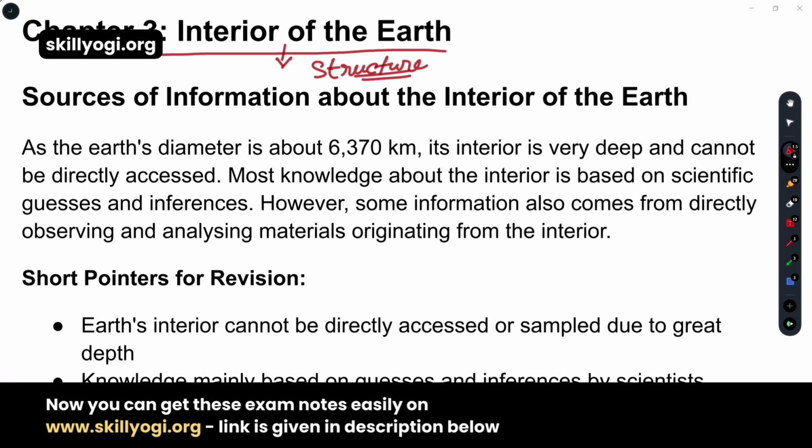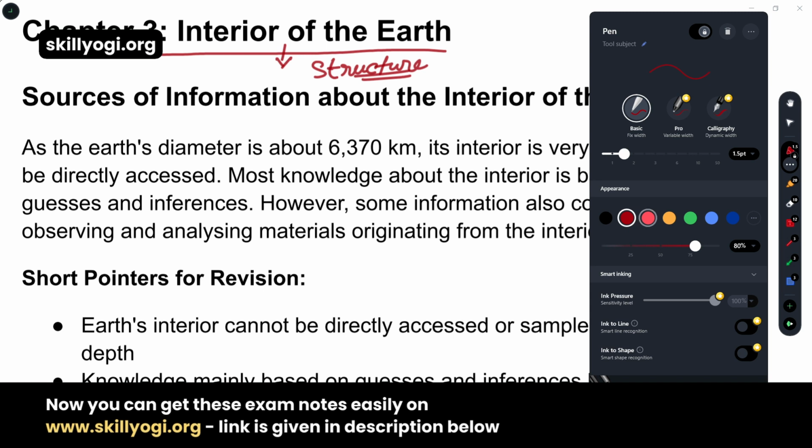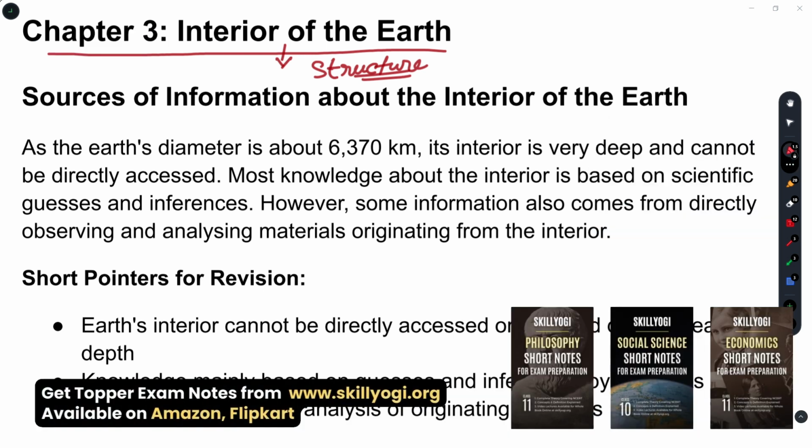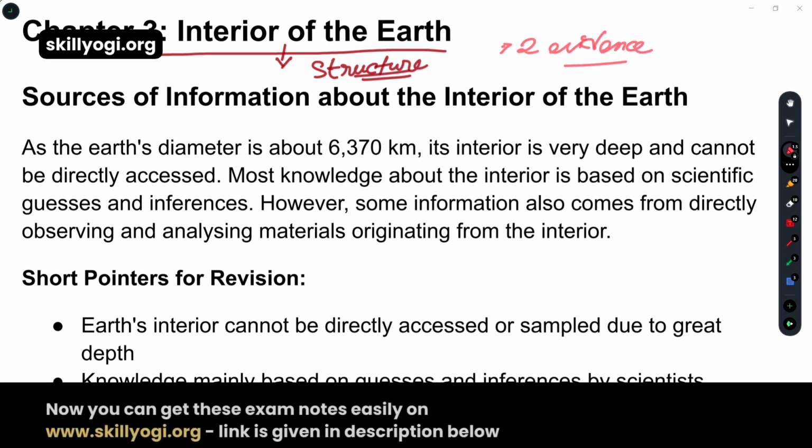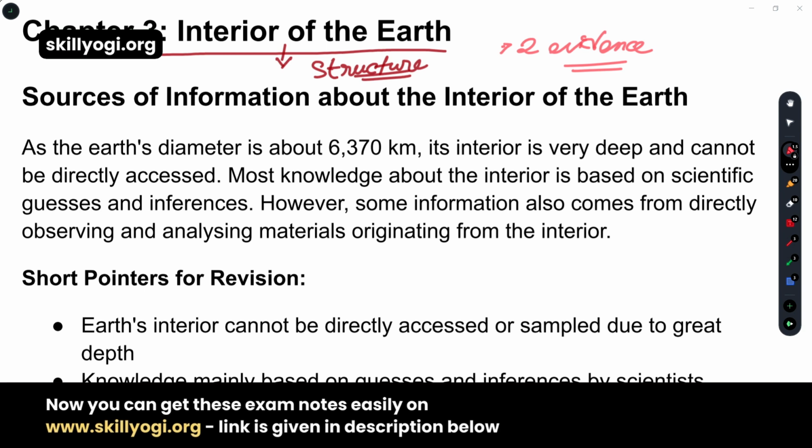What is the meaning of this? If you want to know about the interior structure of the earth, you cannot go inside the earth, because the temperature, velocity and density everything varies from the upper side to the lower side. So there are two evidences we have. The first one is direct evidence and the second one is indirect evidence. We cannot physically be present over there, so we need to collect indirect evidences.